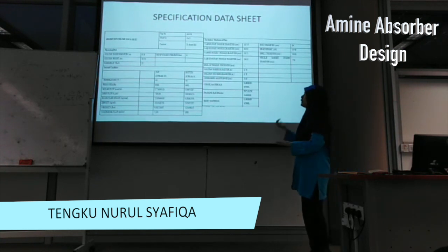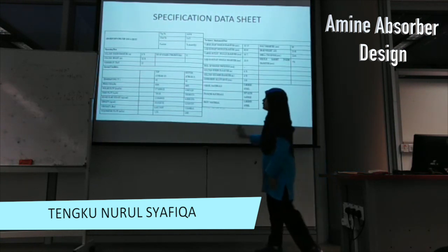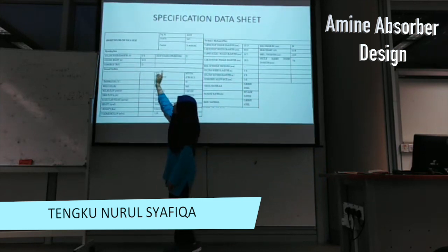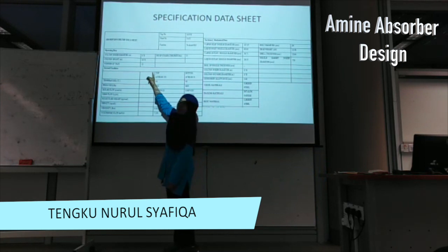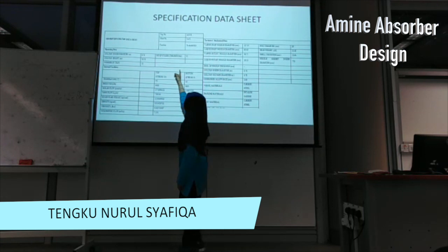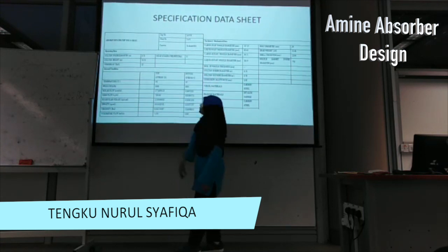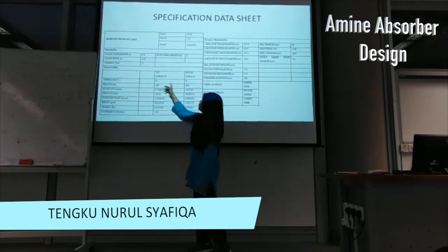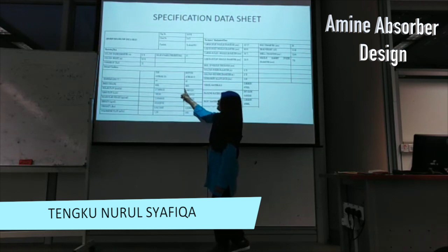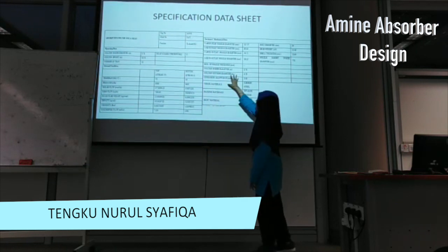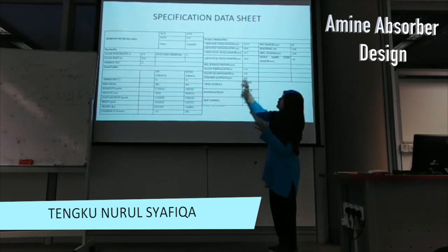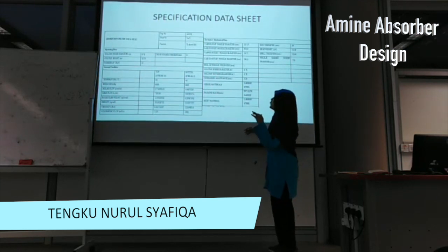Last but not least, here is my specification data sheet. Here you can see my internal diameter is 0.7 cm. My column height is 10.7 cm. Number of trays is 32 and number of stages is 15. The operating temperature is 40 and the operating pressure is 6,800 kPa.